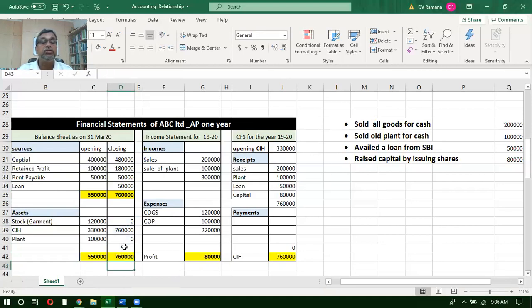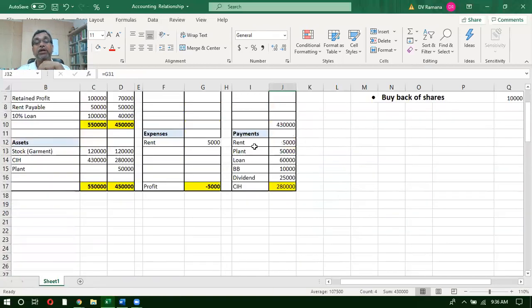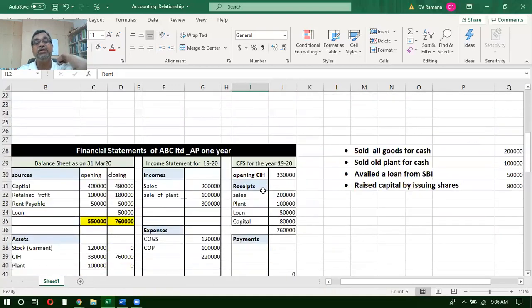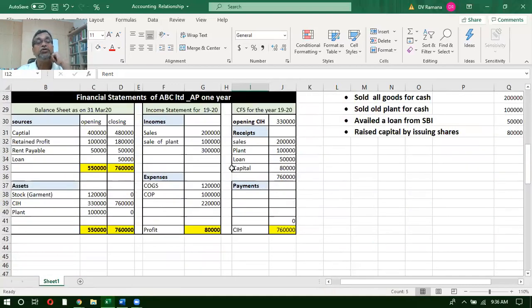So this concept is that when you close the balance sheet, assets should be equal to equity plus liabilities, that is, assets should be equal to sources. That is definitely going to be there. The focus of this particular part of the exercise is to show different types of receipts. In the previous one, we saw different types of payments. In this example, we are seeing different types of receipts.